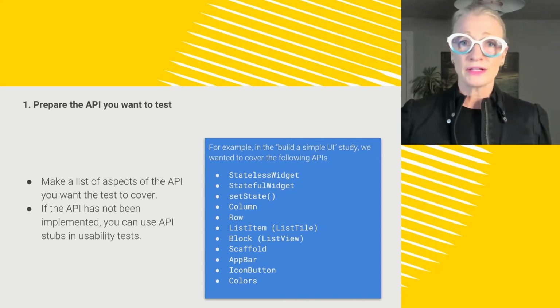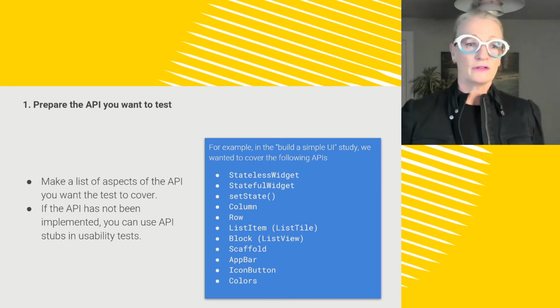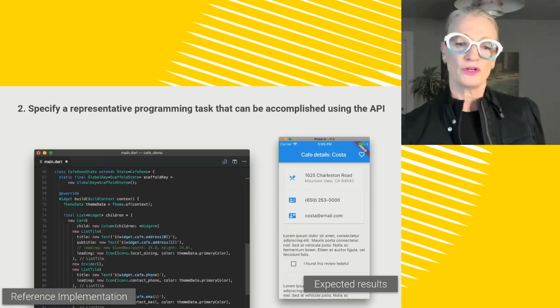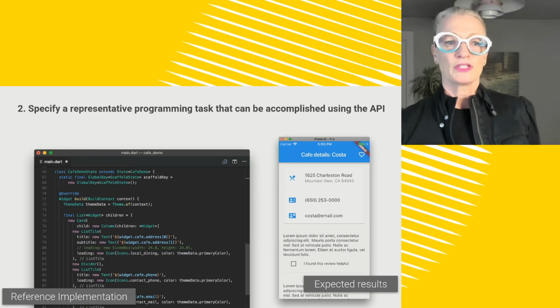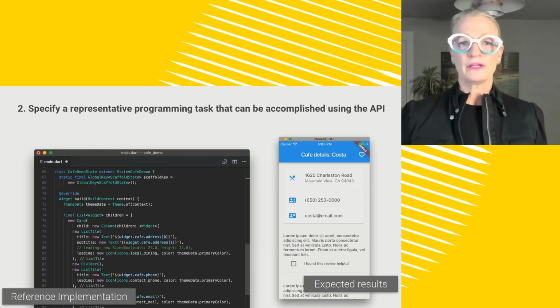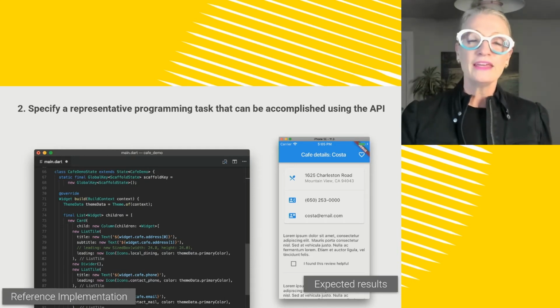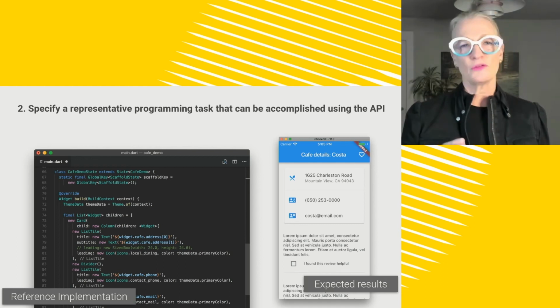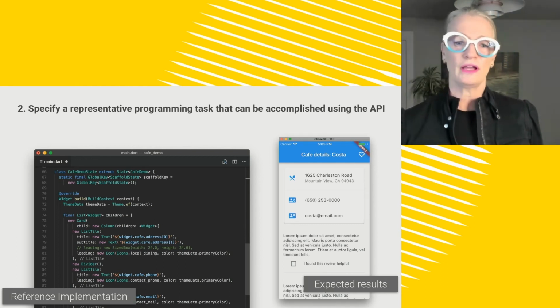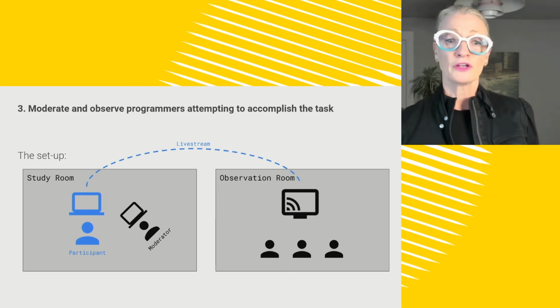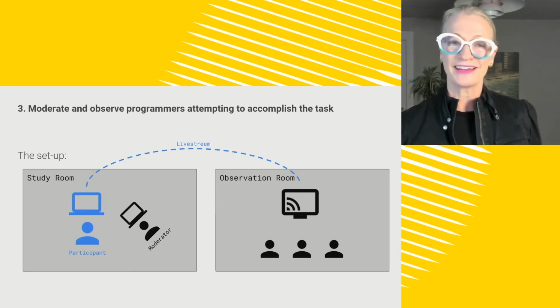So preparing the test that you want, make a list of the aspects that you want to cover. If it has not been implemented, use API stubs, as I mentioned, or prototypes. Specify the representative programming task that can be accomplished, and give people a lot of details so it feels very real to them, so they really feel like they're engaged. Because you're really wanting to hear what someone is doing.